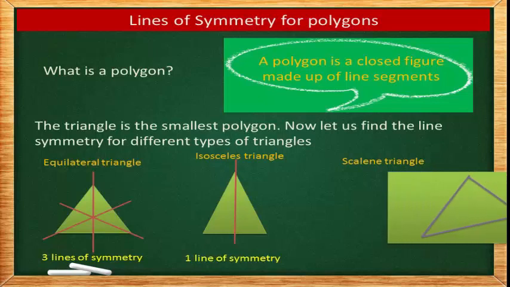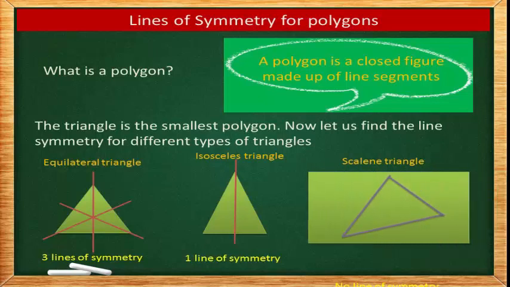Now we are going to study about the lines of symmetry for polygons. What is a polygon? A polygon is a closed figure made up of line segments. Which is the smallest polygon, children? Yes, the triangle is the smallest polygon. Now we are going to find out the symmetry for different types of triangles.